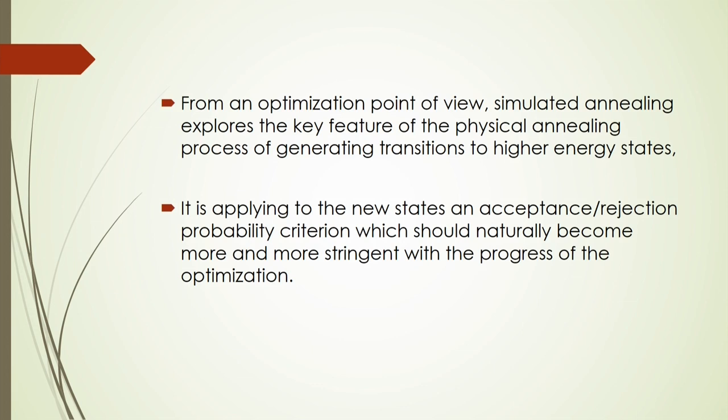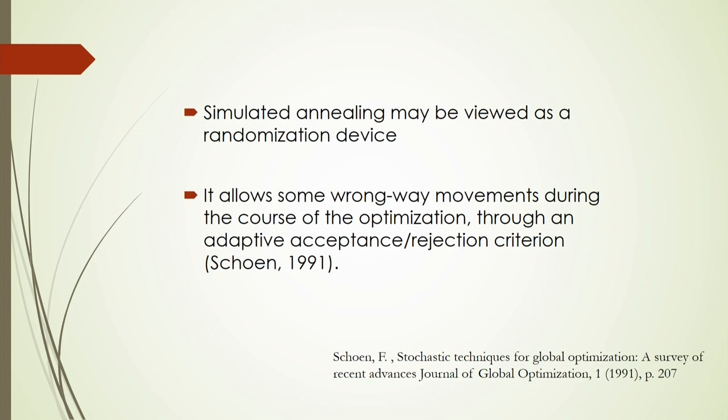Now, this algorithm may be viewed as a randomization device, and it allows some wrong way movements during the course of optimization. In that case, you have to look at the picture where these wrong way movements occur during the course of the optimization, whether it goes through an adaptive acceptance or rejection criterion or not. So, that is actually observed by Swen in 1991, this type of phenomenon.